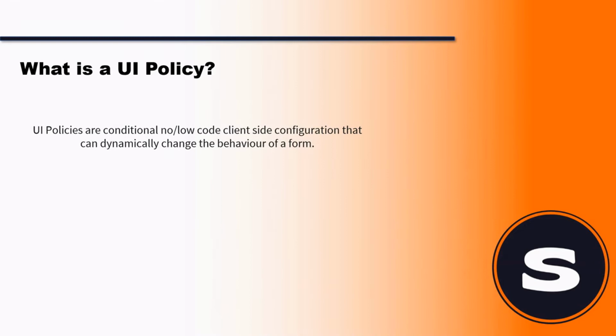So what is a UI policy? UI policies are conditional, low-code, client-side configuration that will operate on the user's browser and that can dynamically change the behavior of a form, again, on the user's browser. That sounds obvious, actually, now I've said it. But it's important to note that this is client-side configuration. So as with client scripts, the clue's in the name, UI policies are also client-side.